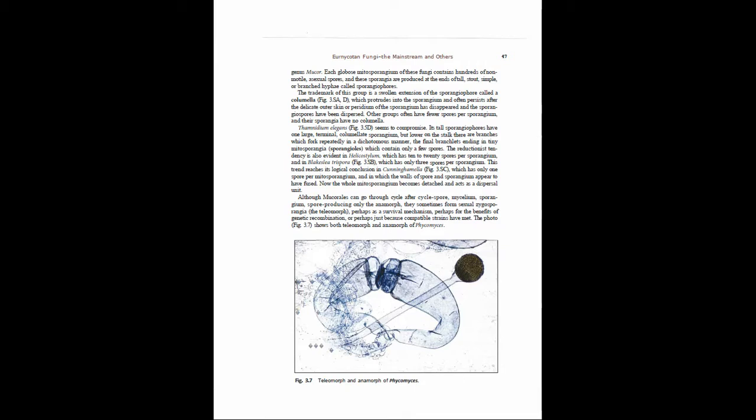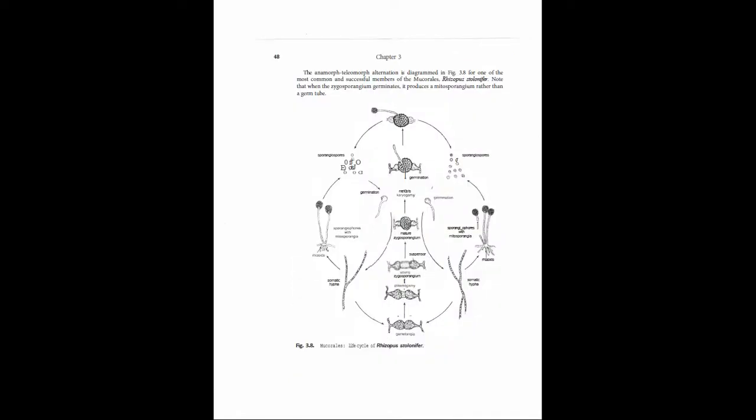Fig 3.7 Teleomorph and Anamorph of Phycomyces. Chapter 3. The anamorph-teleomorph alternation is diagrammed in Fig 3.8 for one of the most common and successful members of the Mucorales, Rhizopus stolonifer. Note that when the zygosporangium germinates, it produces a mitosporangium rather than a germ tube.